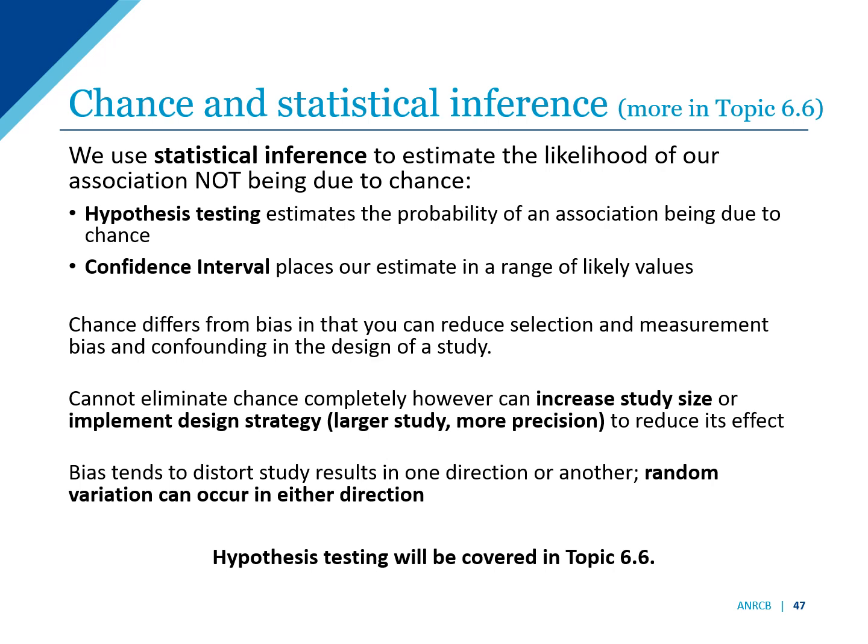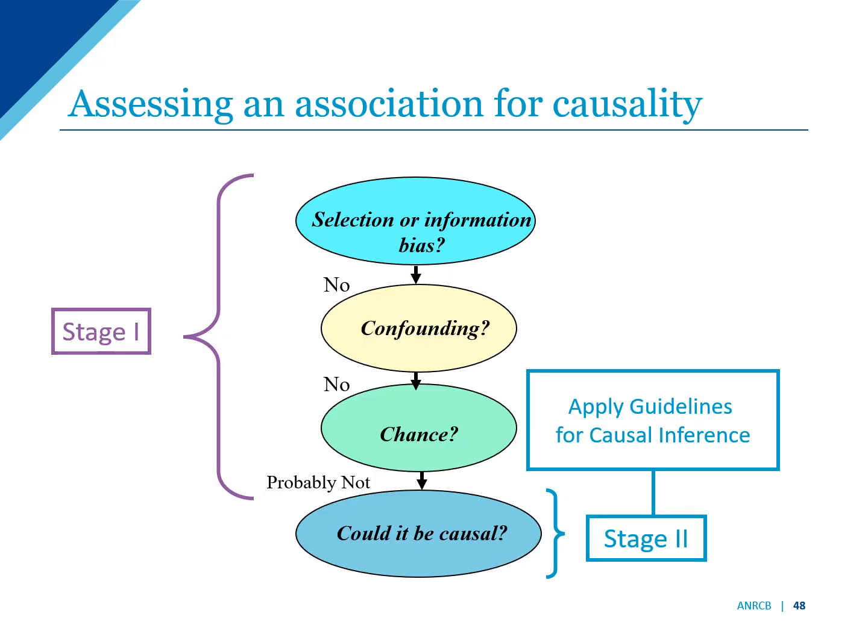We use statistical inference to estimate the likelihood that our association is not due to chance, and we do this through hypothesis testing and by placing our estimate in a range of likely values, or the confidence interval. We'll cover how to do this in topic 6.6, but know that increasing our sample size helps to increase the probability that our association is not due to chance. Our next step is to move to stage 2 and apply guidelines for causal inference to our association.